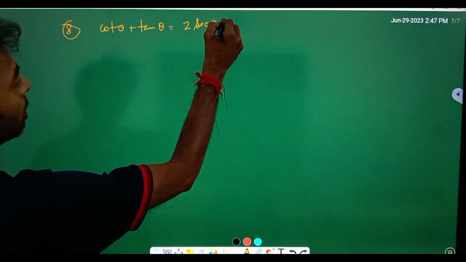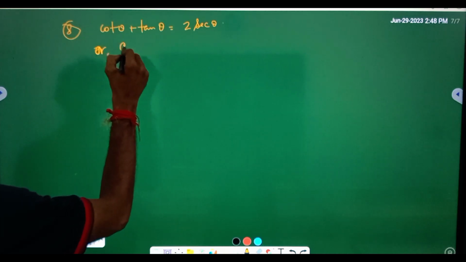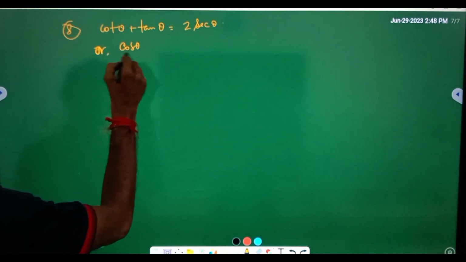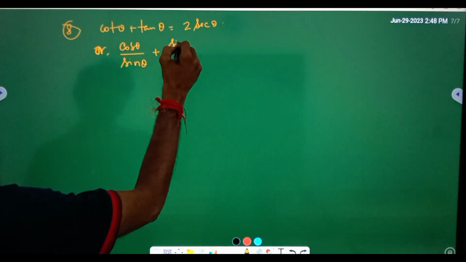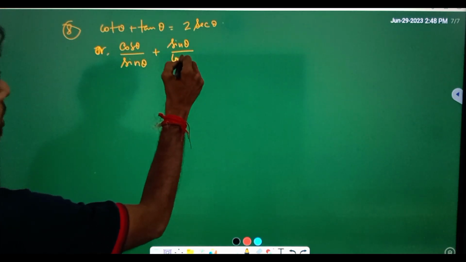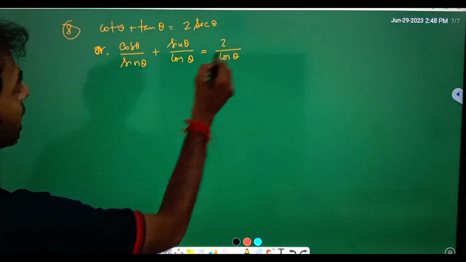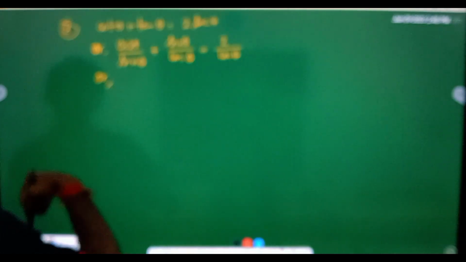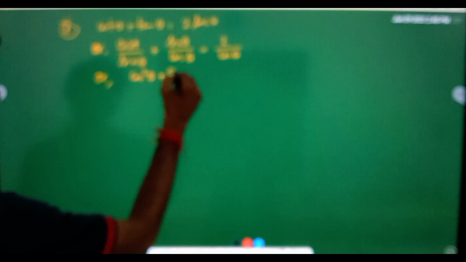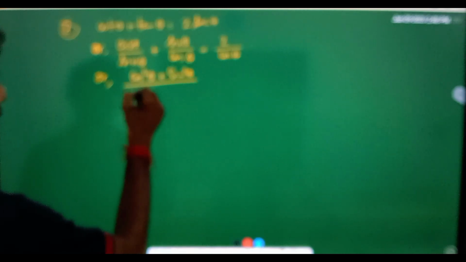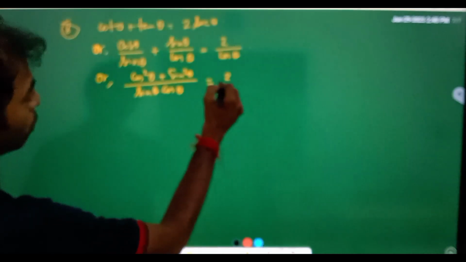Okay, so what will be the procedure here? Cot theta, you may write as cos theta by sin theta, and tan theta you may write as sin theta by cos theta, and the right side may be written as 2 by cos theta. Then the next step will be cos square theta plus sin square theta after LCM, total by sin theta into cos theta, and that's going to be 2 by cos theta.